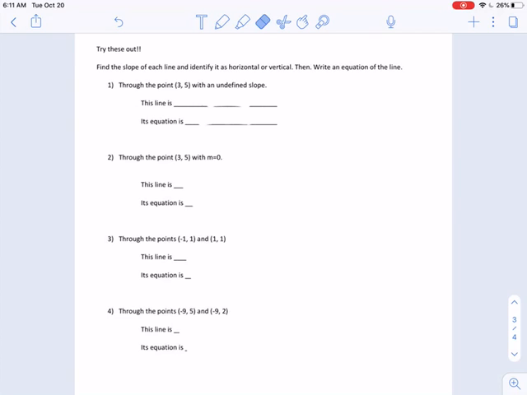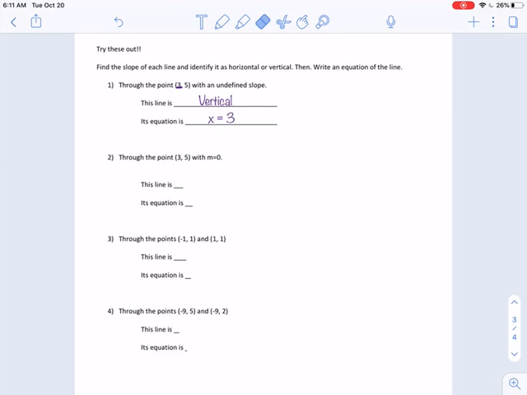Okay, number 1 with the undefined slope would be a vertical line. Since it is vertical, think about vertical not going through the y-axis. It's only going to have an x in the equation. And if you look at that x in the points, it's a 3. So our equation is going to be x equals 3.